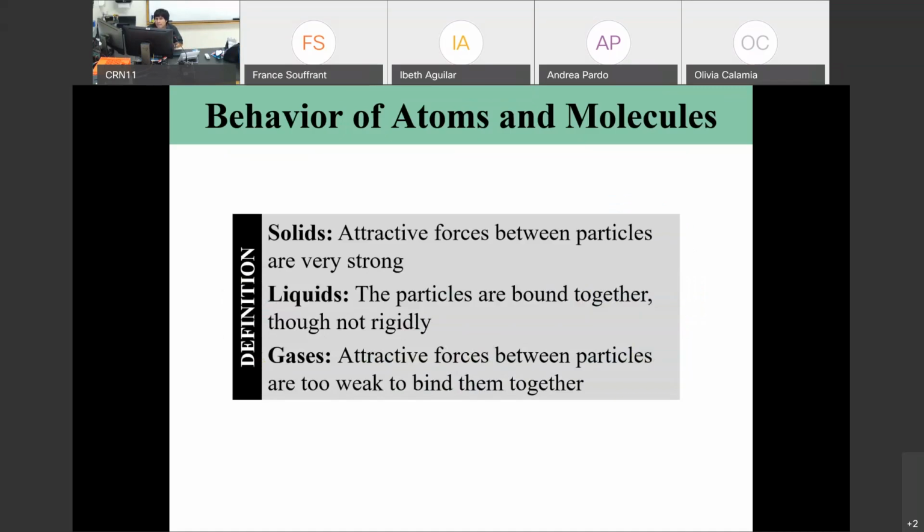In a solid, there are attractive forces. We normally call them intermolecular forces, Van der Waals force, for example, or London forces. They are forces between particles. They get weaker as you go from solid to liquid, and then way weaker as you go to gas, because they cannot really bind the particles together, okay? So in a solid, the forces are very strong. In a gas, they are very weak.